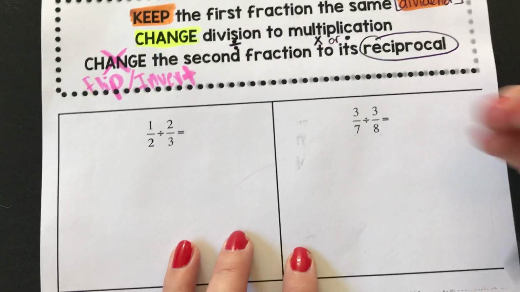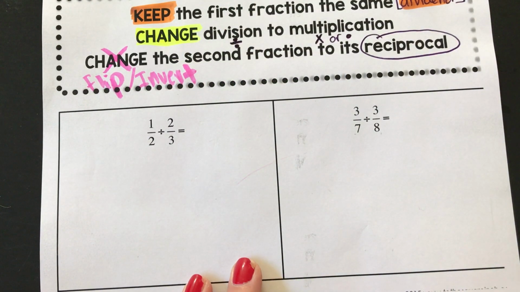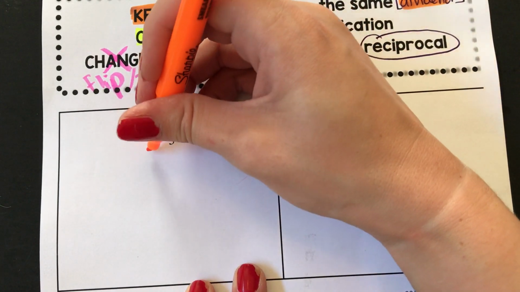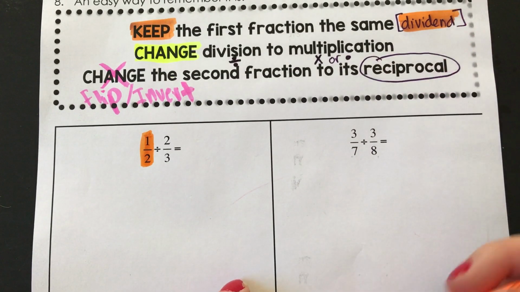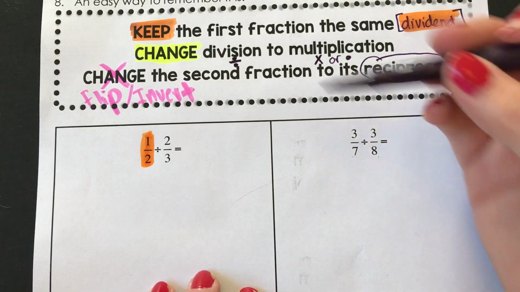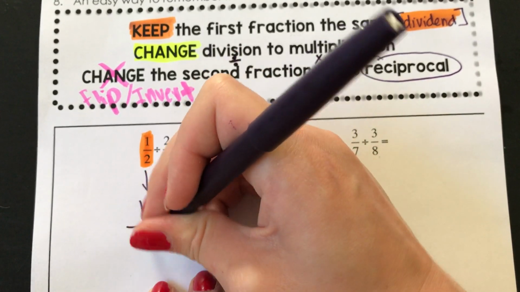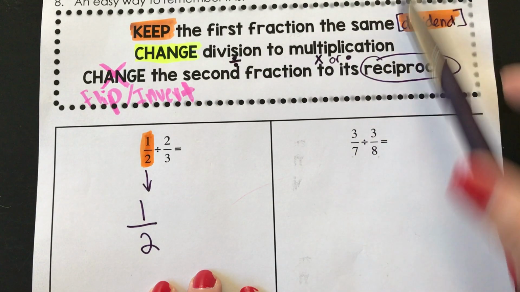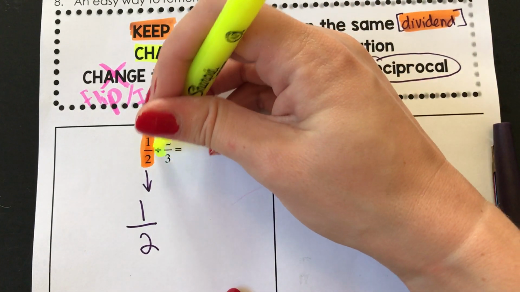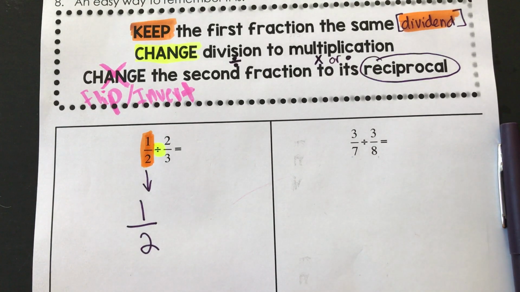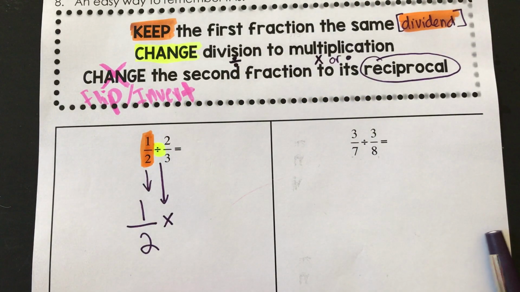So let me show you. Here's the first one. I have my dividend. That's this number, the number I start with. Notice I'm highlighting my dividend orange so it matches all the parts in my notes to help me remember later. I keep this the same. So I'm going to keep it. I'm going to rewrite it so I have more room to work. But I'm going to keep it the same. Now I'm going to change division to multiplication. So I'm going to highlight that. There's my division sign. I do not want that anymore. I'm going to change that to multiplication.